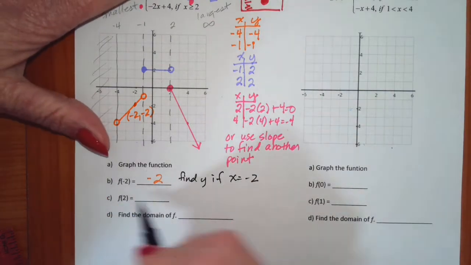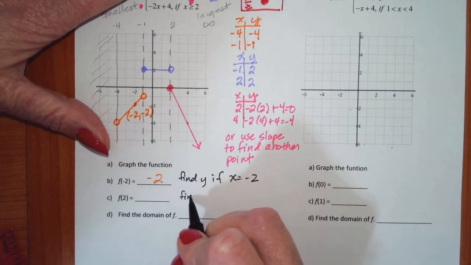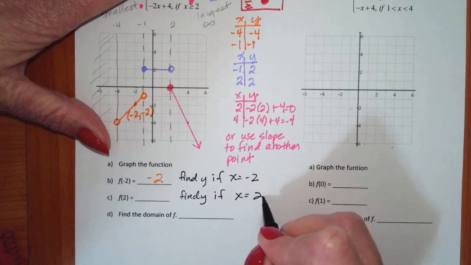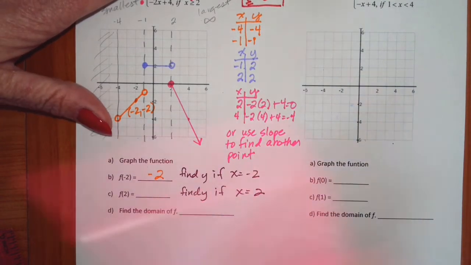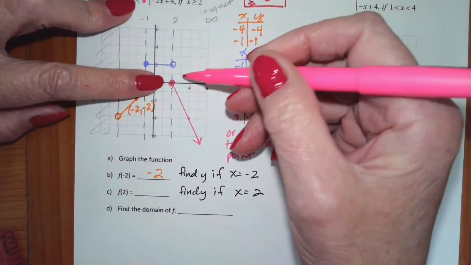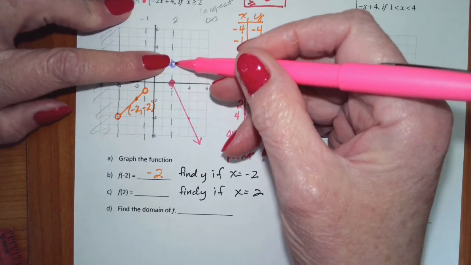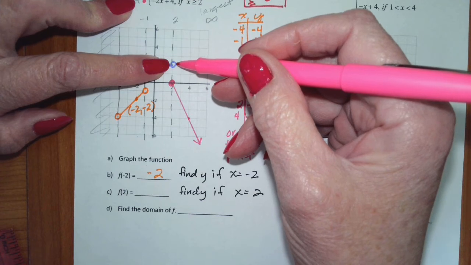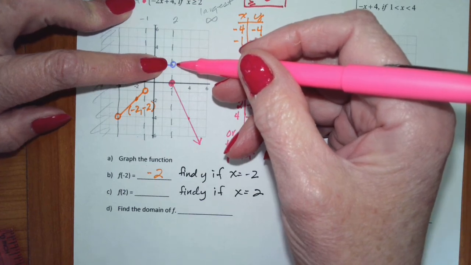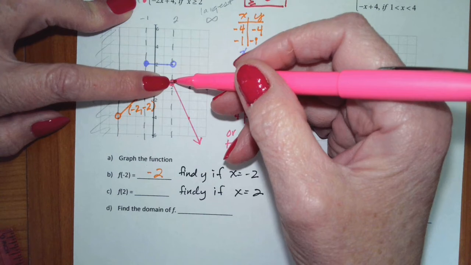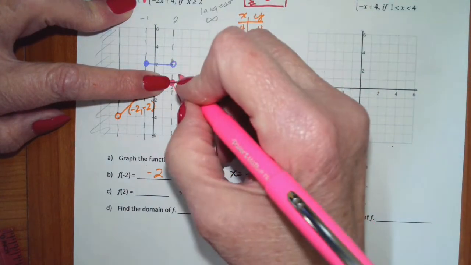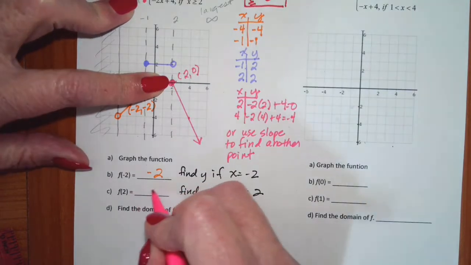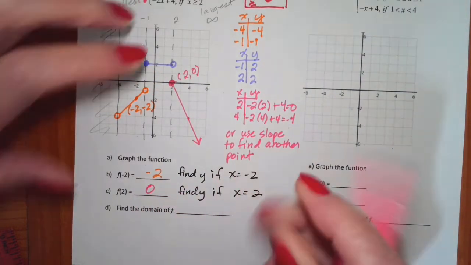Okay. On this next one, it means find y if x equals 2. So if I go to where x is equal to 2, notice I have an open circle here and a closed circle here. This means that this function does not exist at 2 on this one, only on this one. So this is the point (2, 0). So f of 2 is equal to 0.